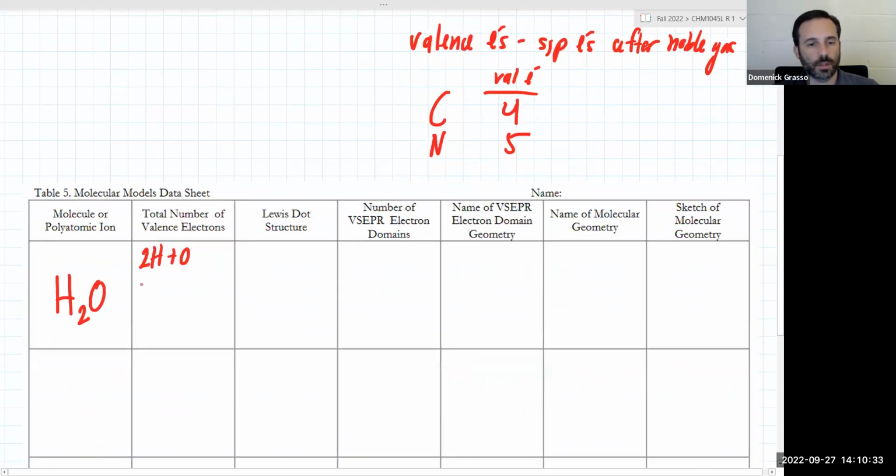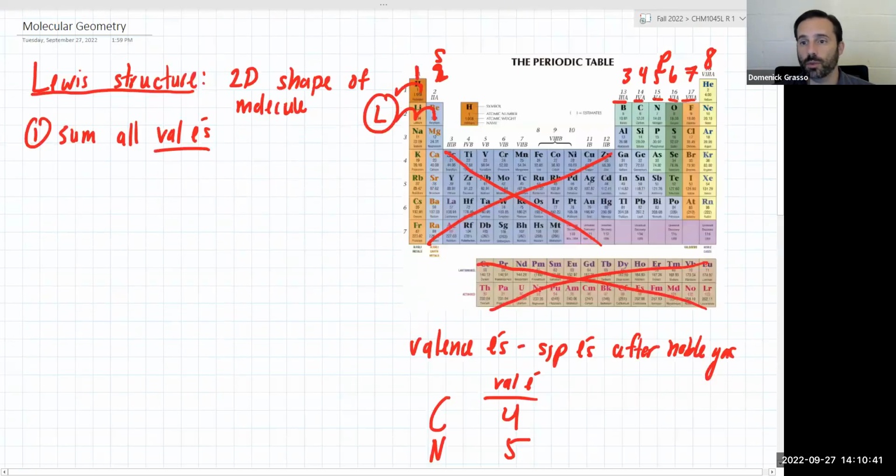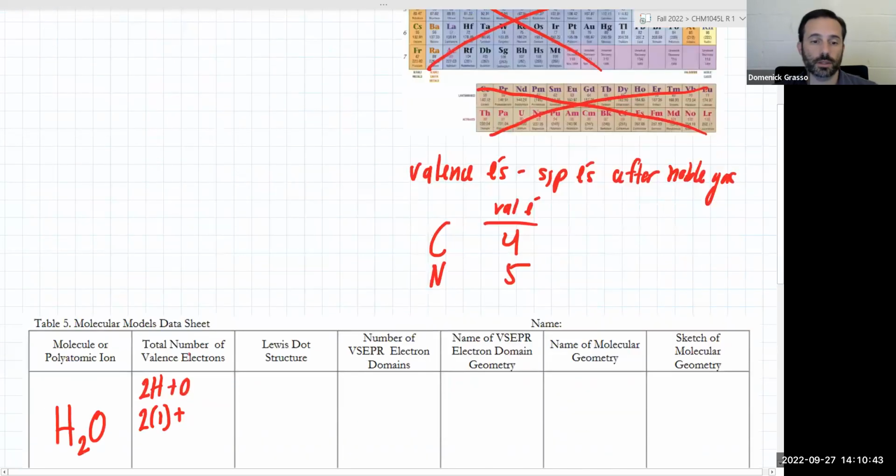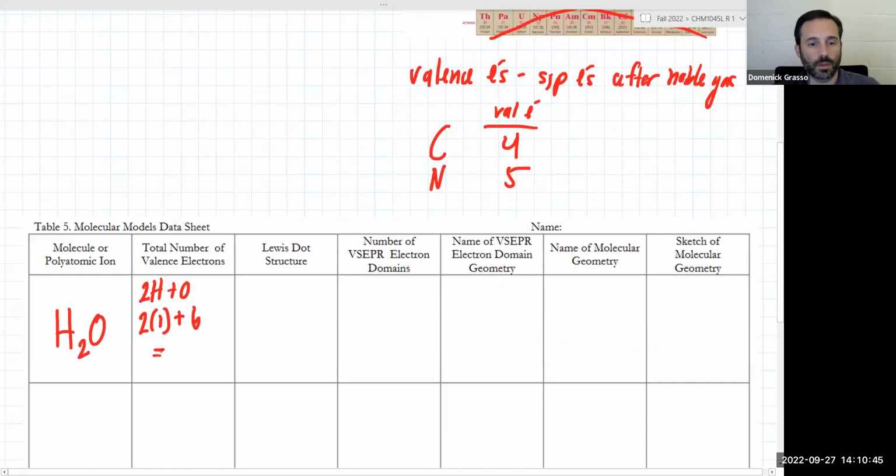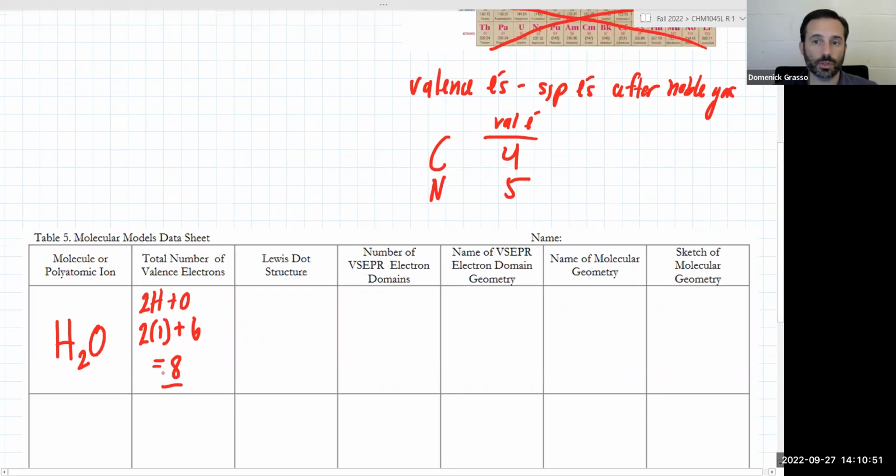So that's 2 times 1. Okay, plus my oxygen, right? So if I continued from my carbon, carbon's 4, nitrogen's 5, oxygen's 6. All right, so this is the total number of electrons I have to distribute. So we're going to use those to kind of build our structures.